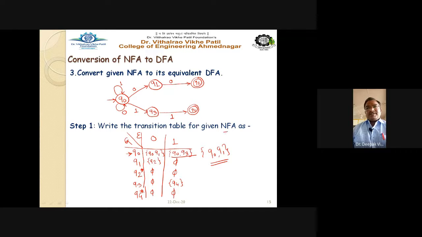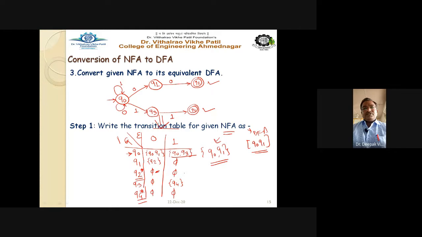NFA states are written in curly brackets, whereas when writing the DFA, the states are written like this: [Q0, Q1] in square brackets. Just for your understanding. So all the transitions are drawn in the transition table from this transition diagram of the NFA. And there are two final states: Q2 is a final state and Q4 is a final state. They are marked here.